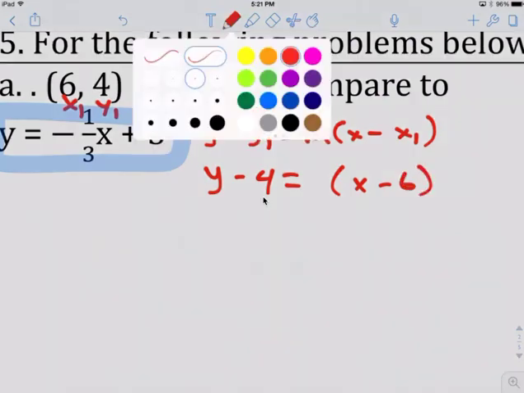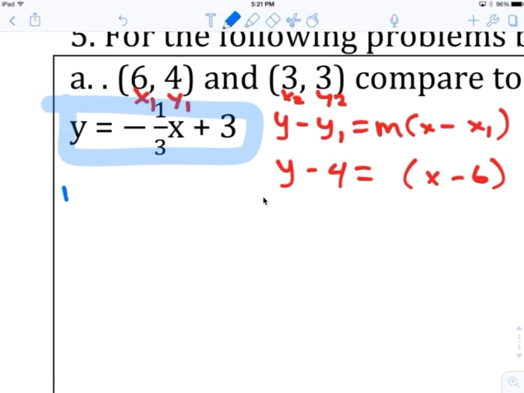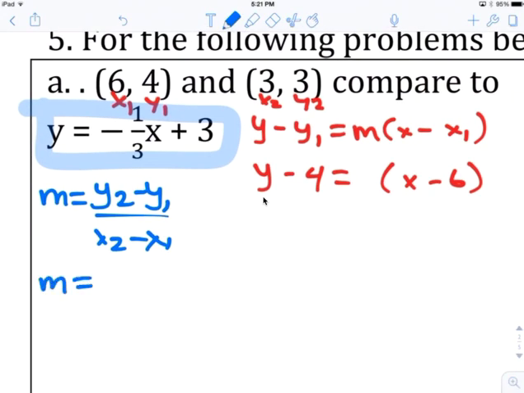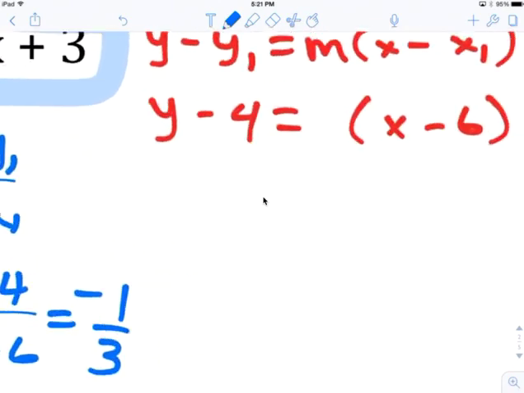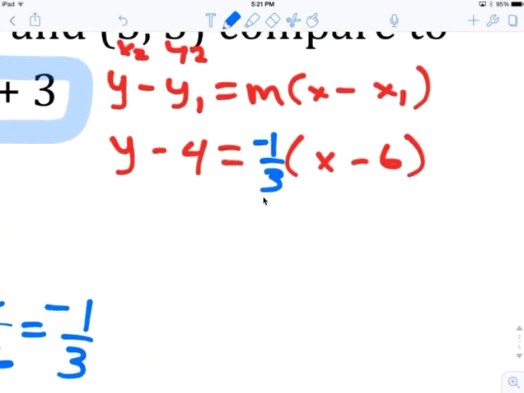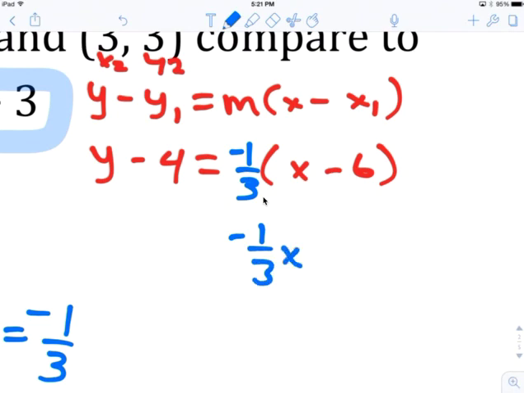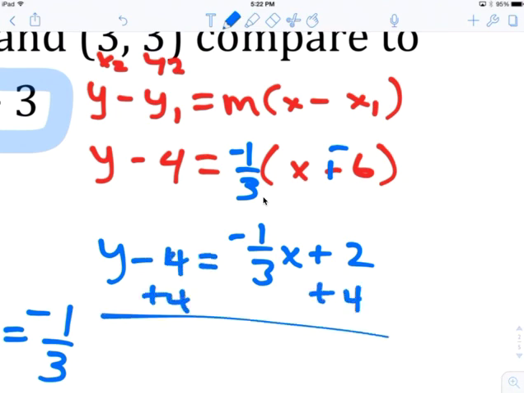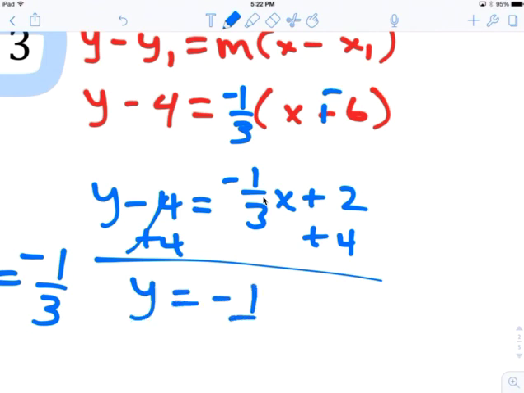Let's find m. We'll do m in blue. For slope, m is y2 minus y1 over x2 minus x1. Okay, m equals y2, which is 3, minus y1, which is 4, over 3 minus 6, negative 1 over 3. So negative 1 over 3 right there. Negative 1/3 x. Additive inverse, that's a positive 2. y minus 4 plus 4 plus 4. y equals negative 1/3 x plus 6.